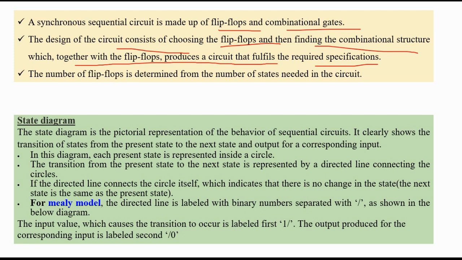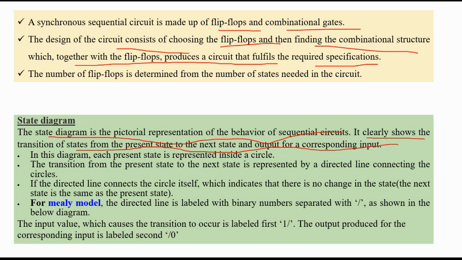Now I am going to tell you what a state diagram is. A state diagram is the pictorial representation of sequential circuits. It clearly shows the transition of states from present state to next state and the output for the corresponding input. So the state diagram tells you all the states, from present state to next state, and the output corresponding to the input.